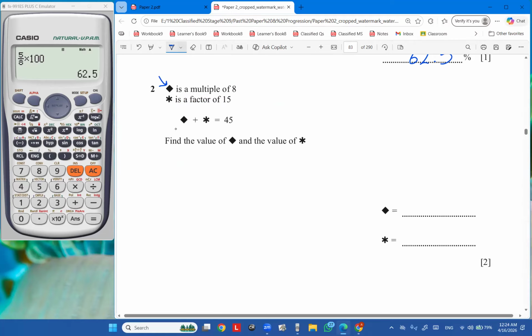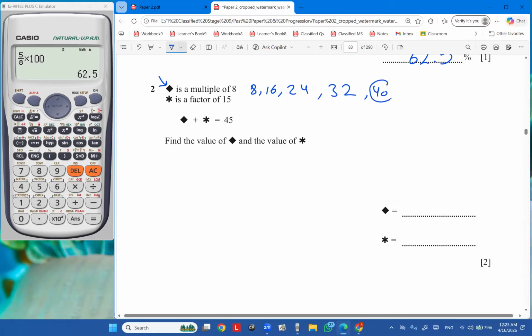So the first thing that you need to think about is that this is a multiple of 8, this is a factor of 15. Then multiples of 8 are actually, you're going to find that we have over here 8, 16, 24, and so on with the rest of the times tables.